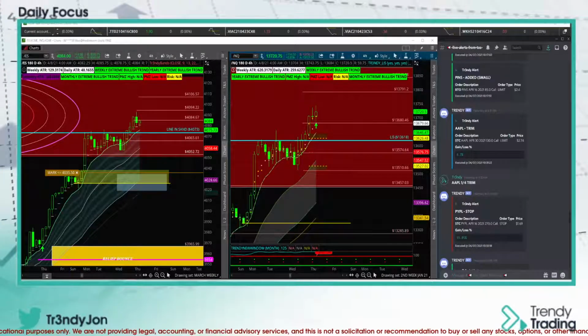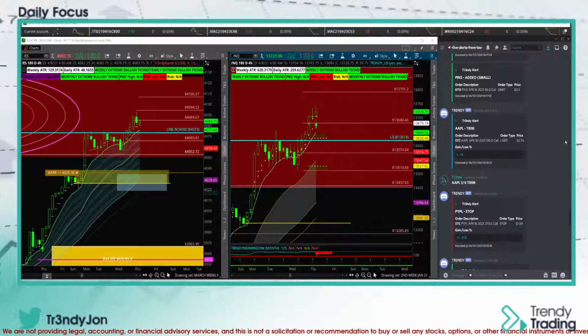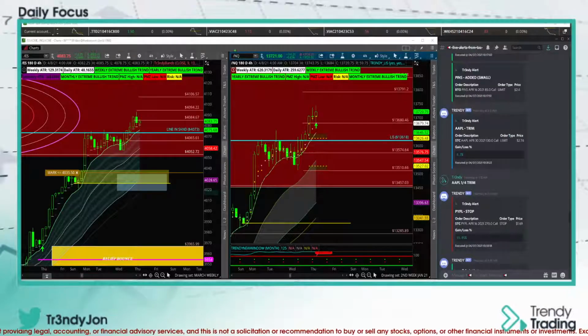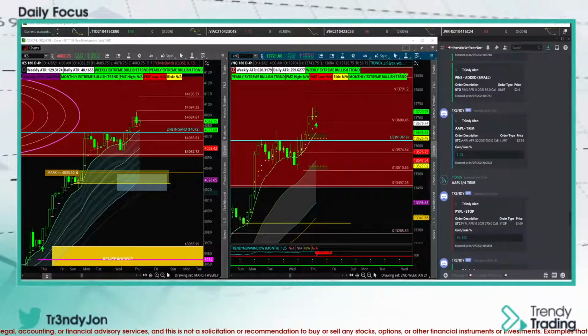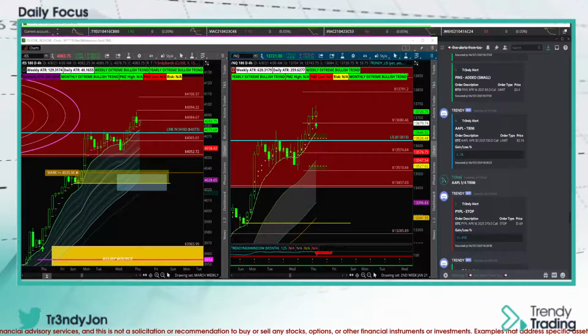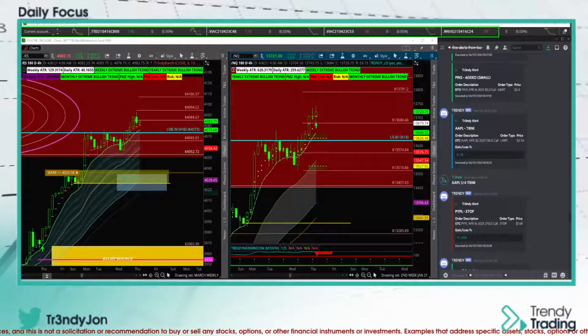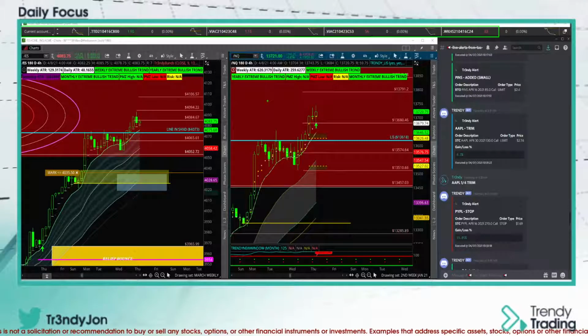I want you to familiarize yourself with my screen. Our biggest thing here at Trendy Trading is transparency, and transparency being right up here in your upper left is my current account. These are the current trades that I have on, scrolling across here. If you have any questions about those, please bring those up.